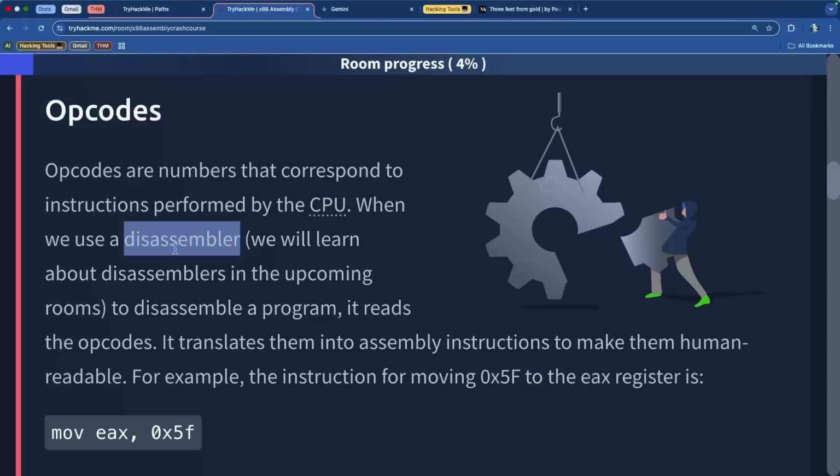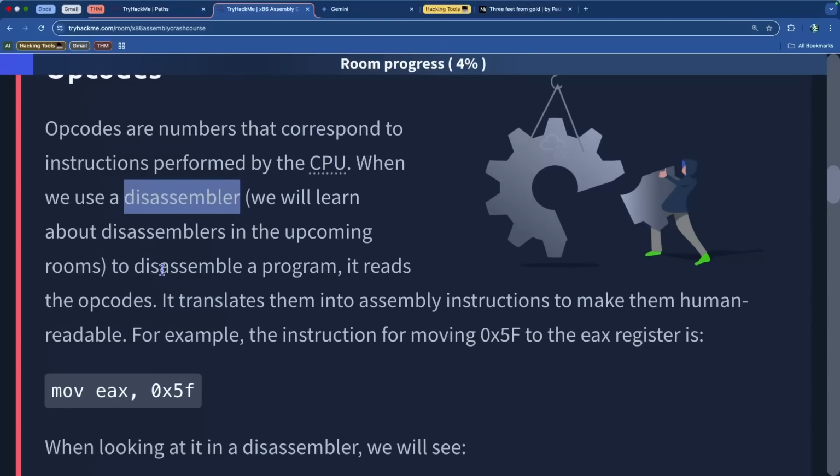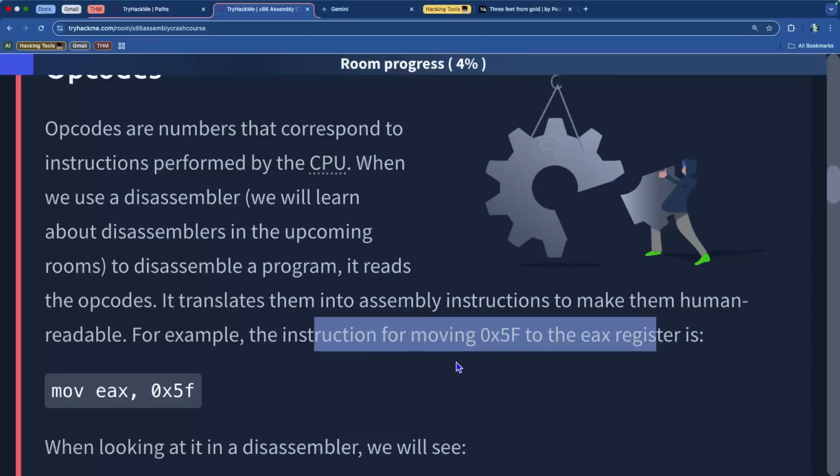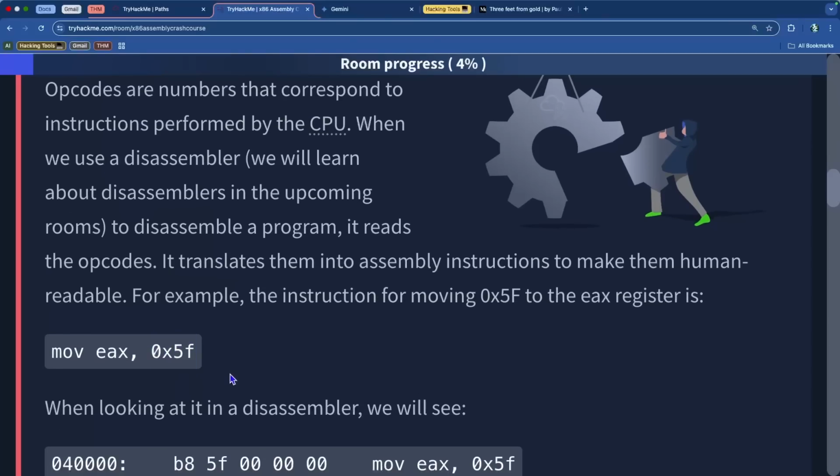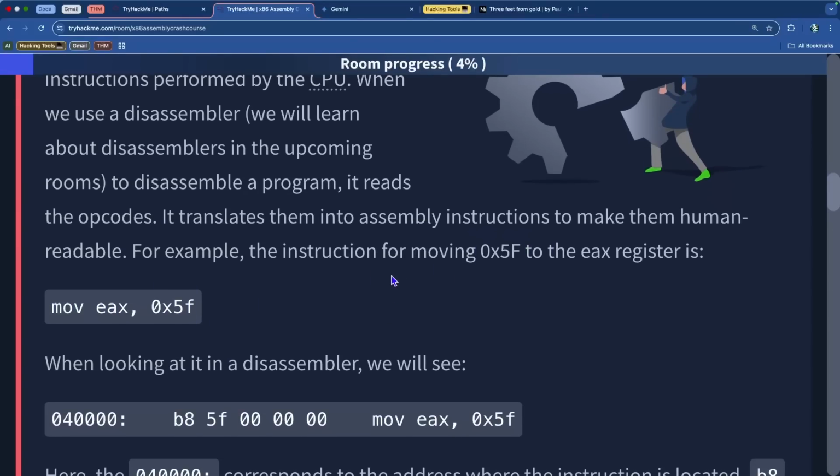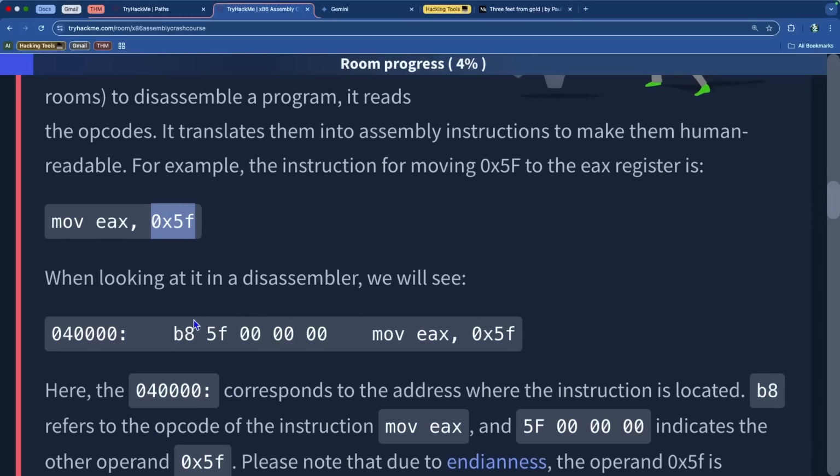When we use a disassembler, and we're going to talk about this in a little bit, we disassemble a program, and then it reads the opcodes. It translates them into assembly instructions to make them human readable. For example, the instruction for moving this 0x5f to the register will end up being to move EAX, and then that's what it's going to look like. So this is literally what the instruction for that specific thing is going to look like. For moving this to the EAX register, it's going to be move EAX, and then you're going to have the 0x5f. When you look at it in a disassembler, this is what you're going to see.